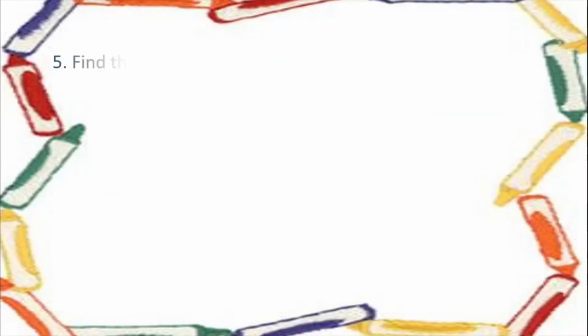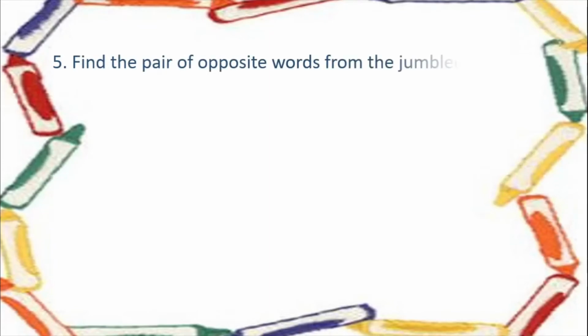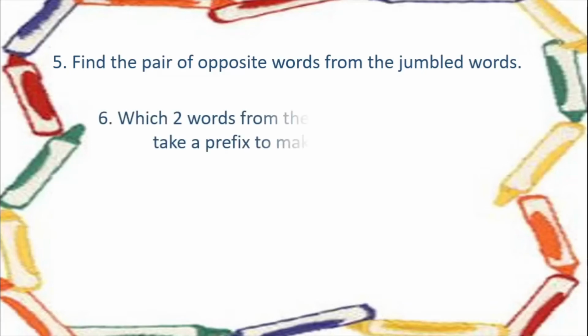In other words, find the pair of opposite words from the jumbled word. There will be a jumbled word given to you which will have 2 words within that particular jumbled word. And these 2 words will be opposites of each other. So you have to figure that out. Then you have: which 2 words from the ones given do not take a prefix to make opposites. So you have to find out pure antonyms here. You have to find out words that do not take a prefix to make opposites.